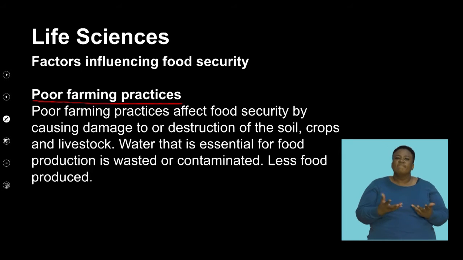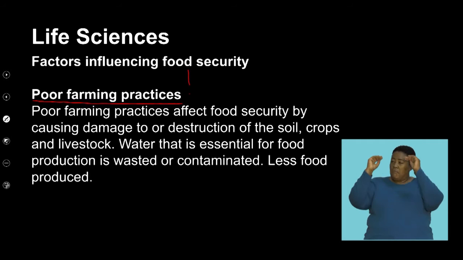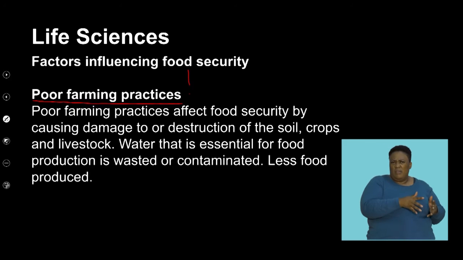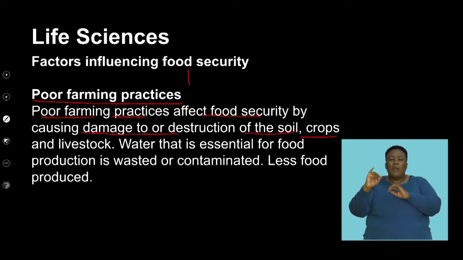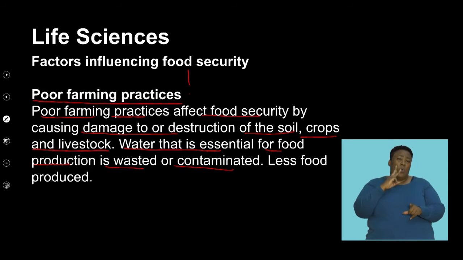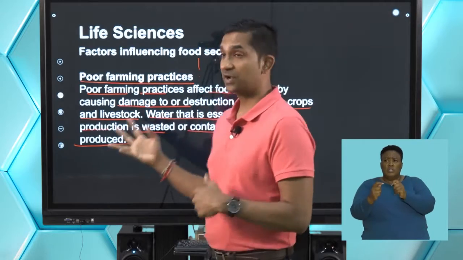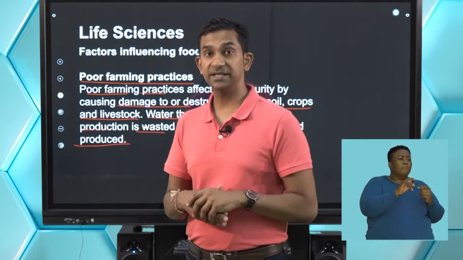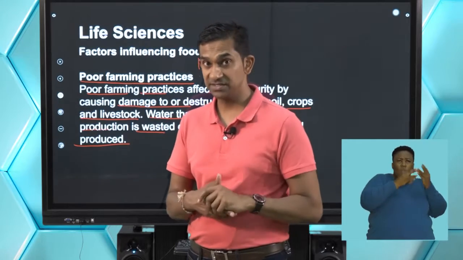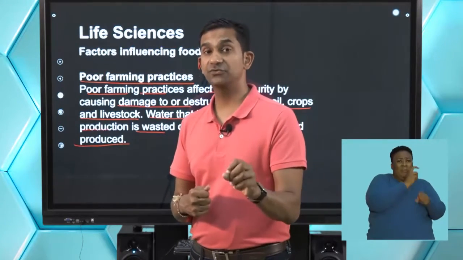Poor farming practices. When we consider the next factor, think of what happens in a country that has advanced farming techniques, and we compare that to subsistence farmers that use the traditional methods of farming. So poor farming practices affect food security by causing damage or destruction to the soil, crops, and livestock. Water is essential for food production, and if it's wasted or contaminated, it means that there's less food that is produced. So farming practices have changed over time. However, if subsistence farmers have not adopted more improved modern farming techniques, we're going to find that their production of food decreases. It means that their availability and access to food also is compromised.